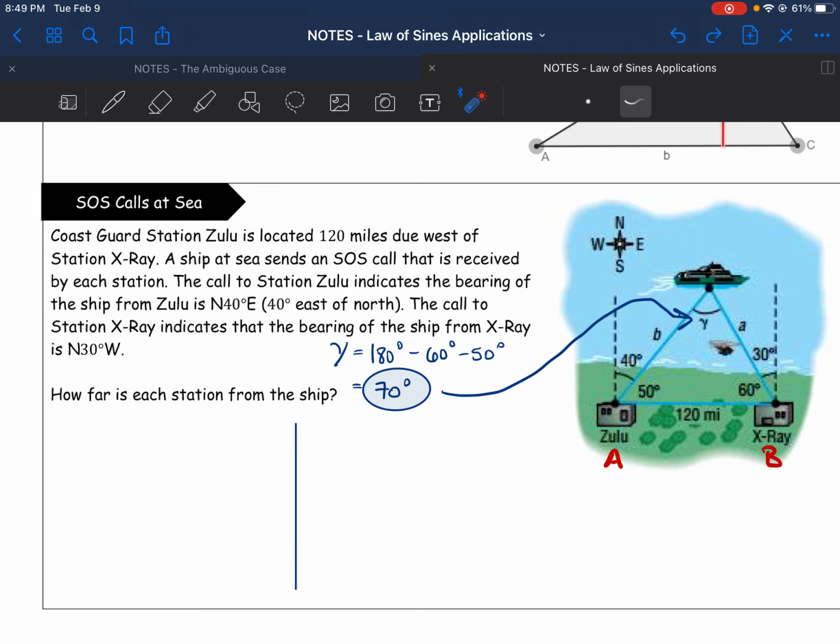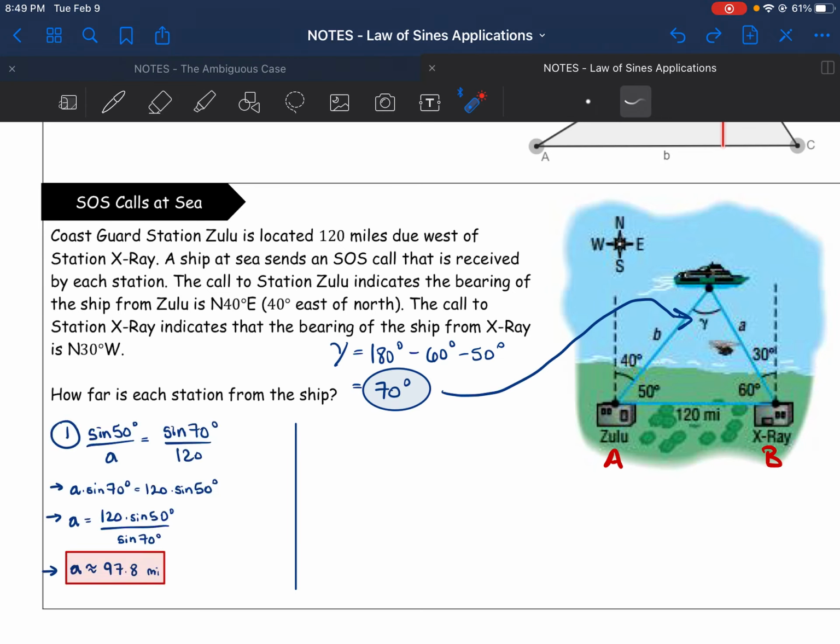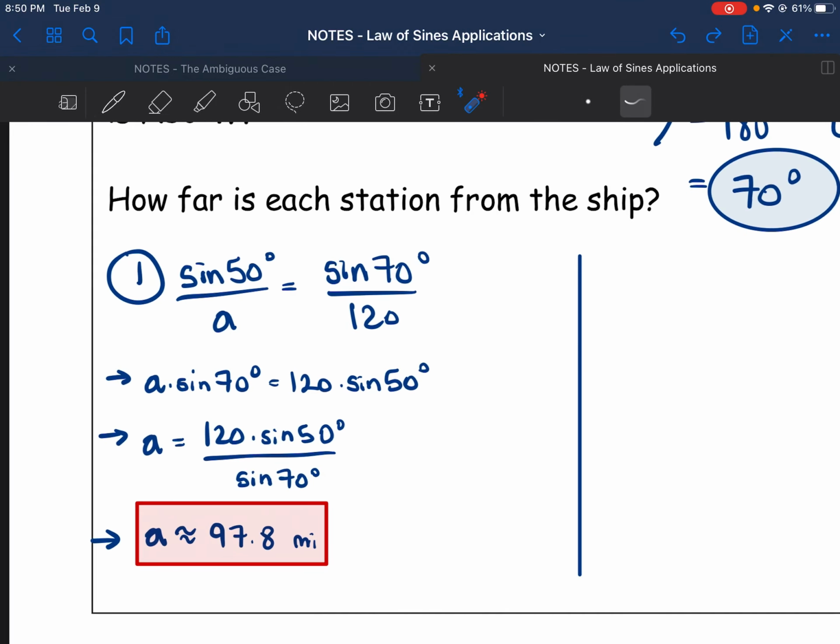I decided to set up the first one like this. So I want to go ahead and find the measure of side A. Well, if I want to find the measure of side A, I'm going to say the sine of angle A over side A equals the sine of angle gamma over side gamma. And that's what I have right here: sine of 50 degrees over A equals the sine of 70 degrees over 120.